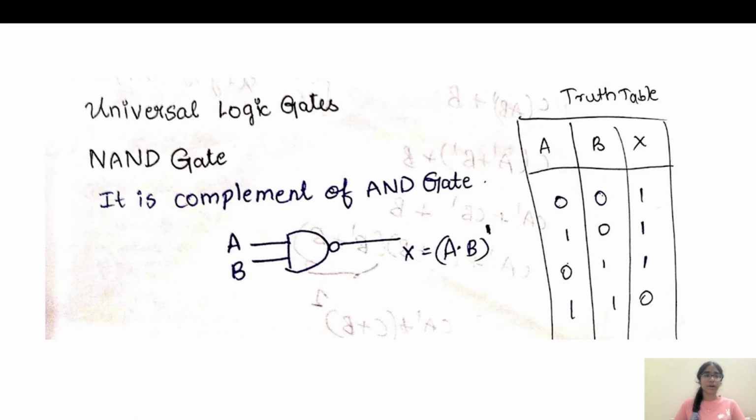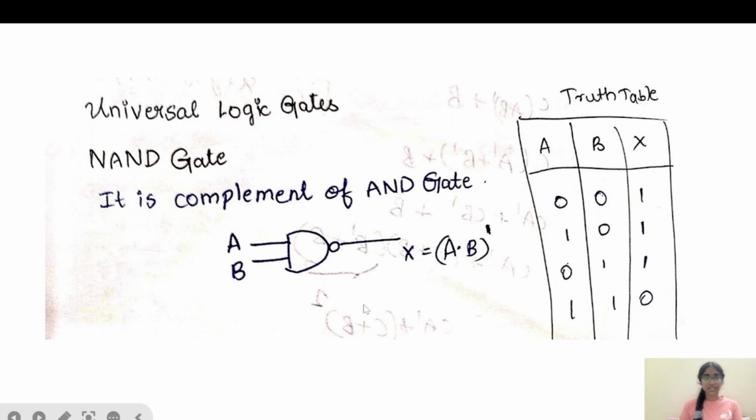Next, let's discuss about universal logic gates. There are two universal logic gates which are NAND and NOR. These are called as universal logic gates because they involve all the basic gates, which is AND, OR, and NOT. Let's discuss about NAND gate. NAND gate is complement of AND gate. NAND gate is going to perform the same multiplication operation, but it's going to consider the complement of the result.